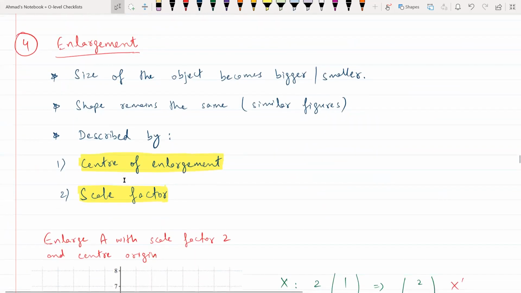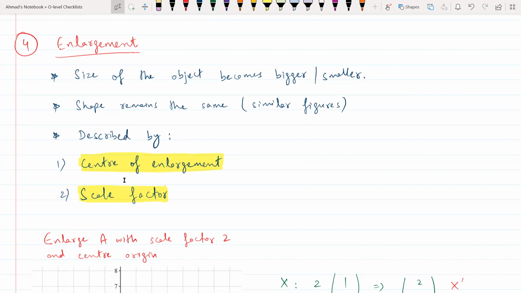All right, let's go to enlargement now. What is an enlargement? In which the size of the object becomes either bigger or smaller, right? But the shape remains exactly the same as before. Shape doesn't change. So that's why the object and image will be similar figures, and the properties of similar figures will also apply.